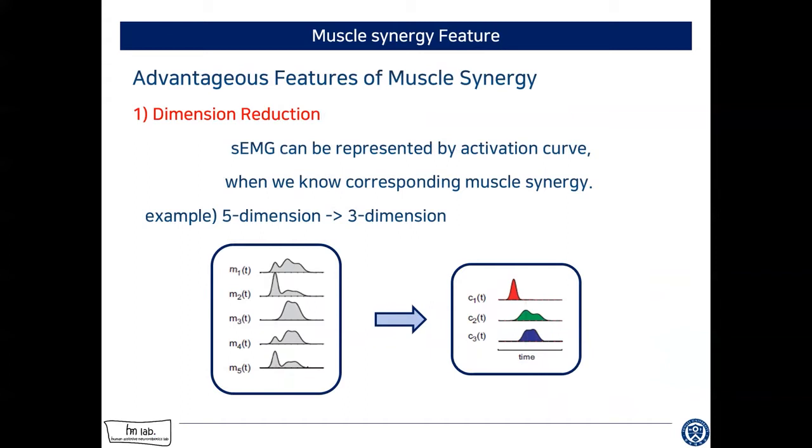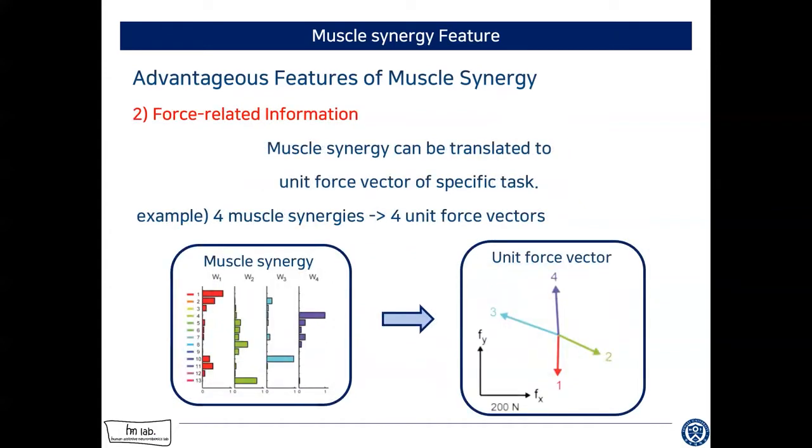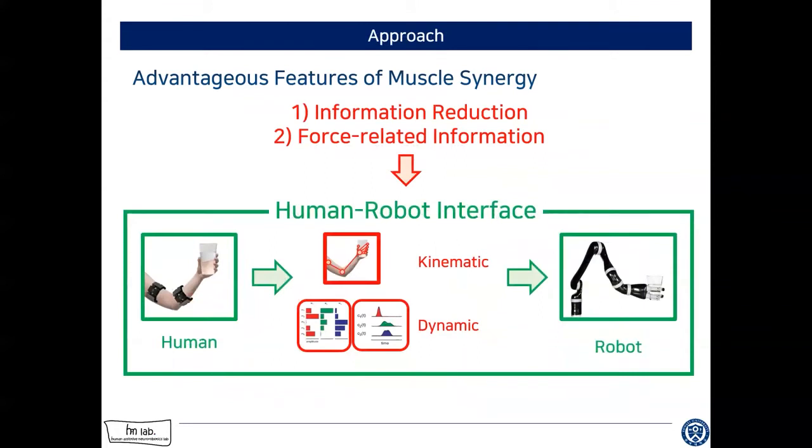There are two advantageous features of muscle synergy to acquire dynamic information. First, dimension reduction. When we know predetermined muscle synergies in SCMG, we can represent the SCMG signal by reducing the number of activation curves. For example, 5-dimensional SCMG can be represented by a 3-dimensional activation curve. Second feature is that muscle synergy is force-related information. Given a specific task, we can compute a unit force vector by translating muscle synergy. For example, if there are 4 muscle synergies, we can compute 4 corresponding unit force vectors. By adopting these two advantageous features, we can design a human-robot interface controlled via kinodynamic information.